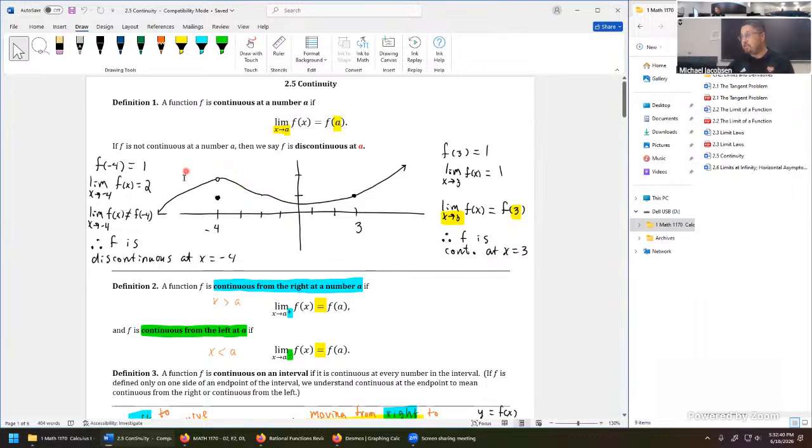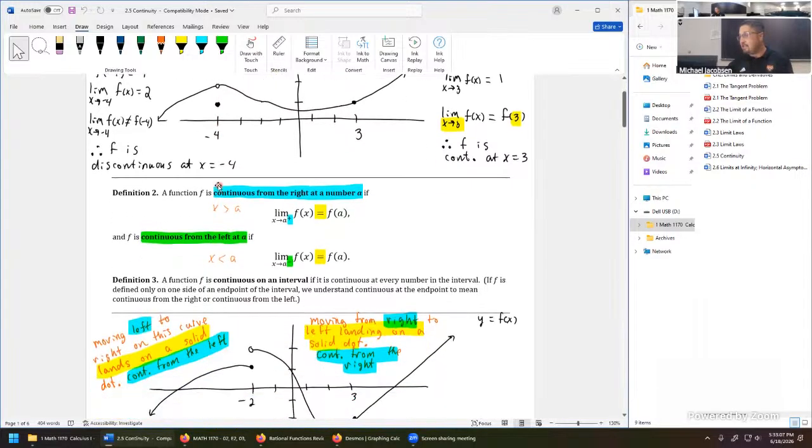And so this curve is continuous everywhere except at -4. At -4, the function value is 1, but the limit as we tend towards -4 on both sides is 2. And so we don't have that equality right there. The limit is not equal to the function value. So this means it's discontinuous, and that's one way that can happen on a graph. So that's the review on double-sided continuity.